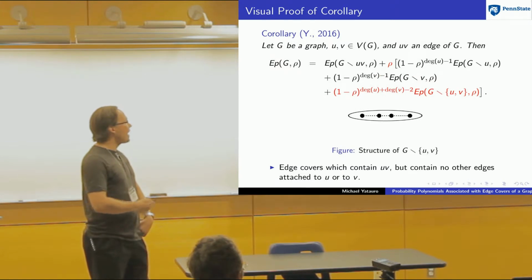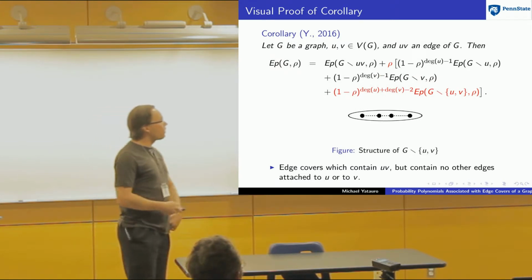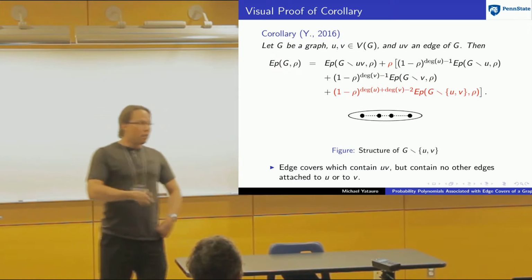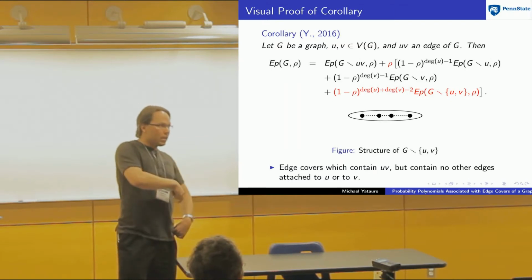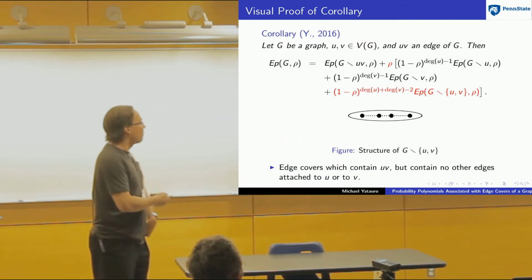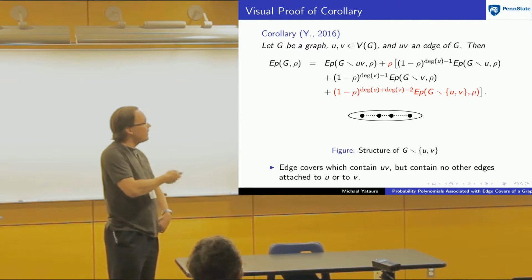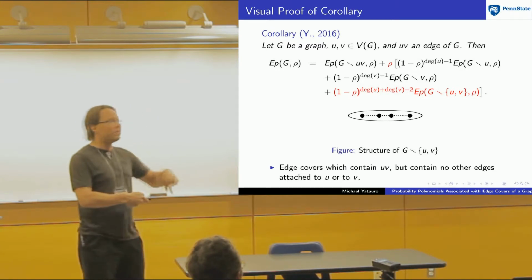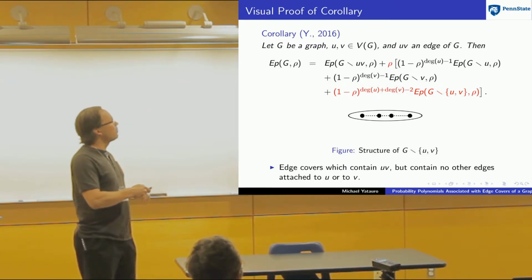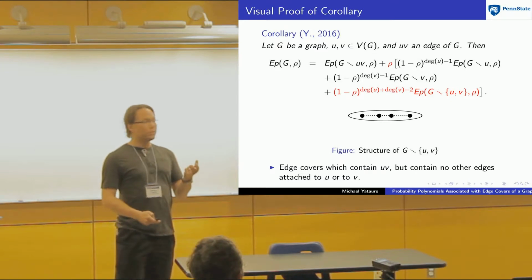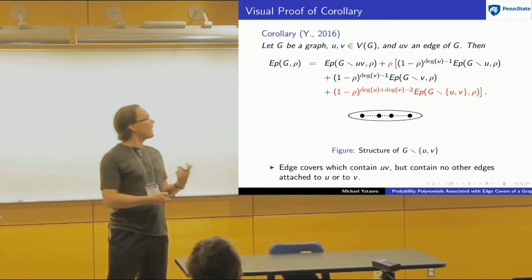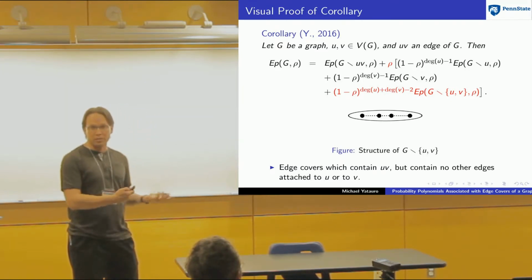And then we may take into consideration edge covers which leave out all the other edges incident on U and all the other edges incident on V, and just take UV incident on U and V. So if we select here, we delete out the U, V vertices and then just cover what's here, and then we take UV, okay? So that's the counting argument that demonstrates the recursive relationship here.